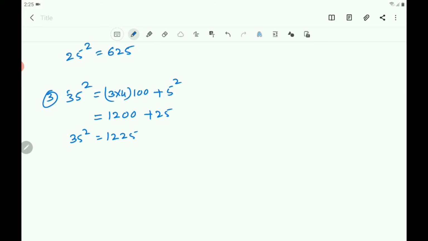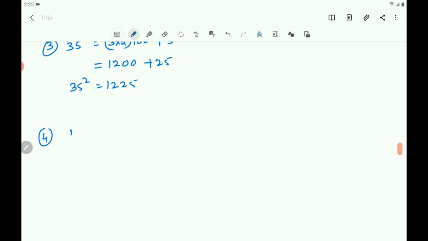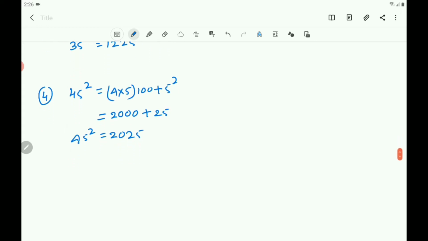Next, you take the fourth one, 45 square. It is 5 square here. 4 into the next number is 5 into 100. Then 4 5s are 20, and 20 into 100 is 2000. Then 5 square is 25. You write here 25, so 2025. 45 square is 2025.